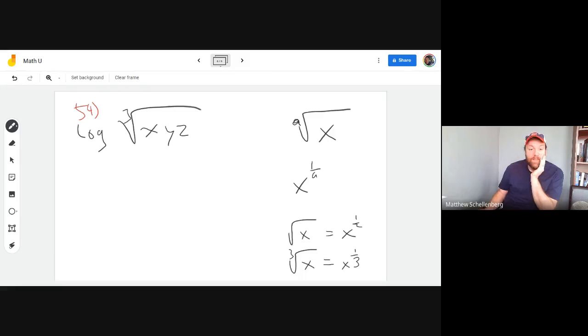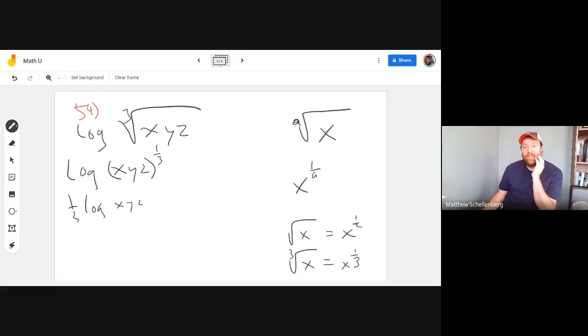Right, so the root is the denominator of the exponent. And so here we have a cube root, so that means our denominator in the exponent is going to be 3. So this is just like saying that the log of xyz to the 1/3 power. And using our power rules, I'm just going to write this as 1/3 times the log of xyz.